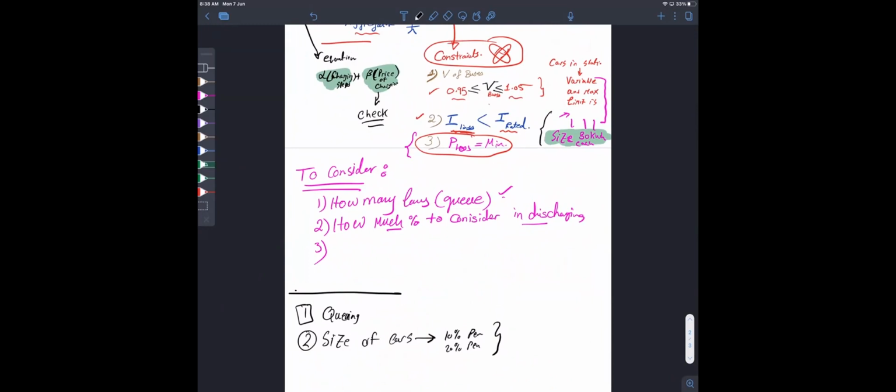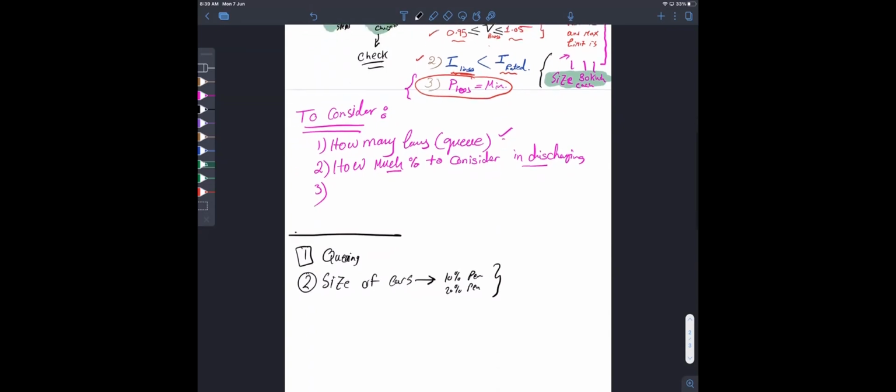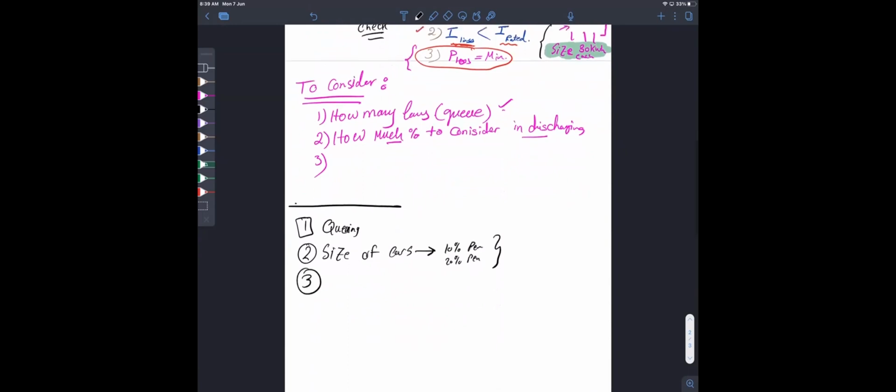Okay, queuing and the size of cards, 10 percent penetration, it will be fine. So next, mention three steps. I need price calculation. Because based on price calculation, we will find out the benefit for our aggregator.